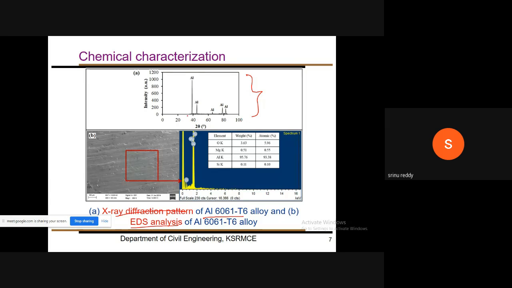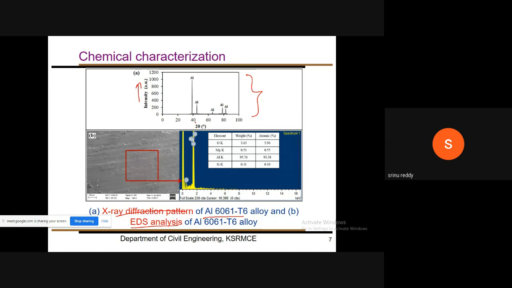Here, the graph we plotted from X-ray diffraction is intensity versus 2 theta, the angle. For each element, aluminum or oxygen, at a particular angle only it gives its maximum intensity.